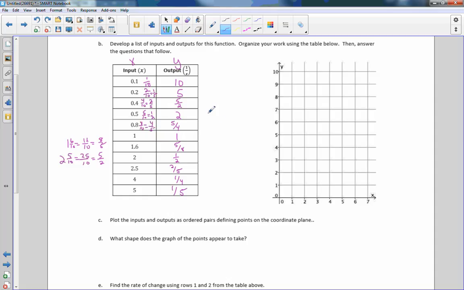Now we're going to graph them. When x is 1/10, which is right about here, just off 0, I go up to 10. So I'm way up here at 1/10, 10. Then I go to 0.2, just a smidgen over, and I'm all the way down to 5. So right about here, 0.2, 5. Then I go to 0.4, which is not quite a half, and I go up to 2.5. So it's right about here. Okay, so this is not a straight line. This is turning.